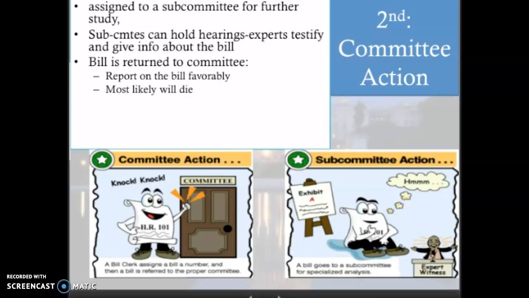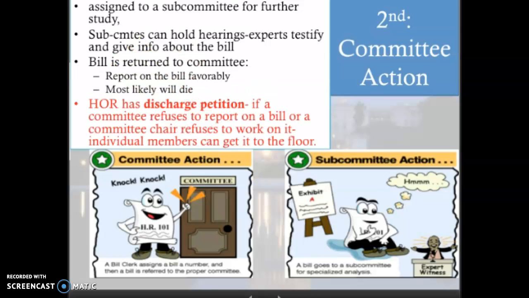Once the subcommittees are done, the bill returns to the committee, and the committee has two options. The committee chair can say, all right, we like the way this bill looks, we're going to report on the bill favorably, and it's going to move on. But most likely, this is where bills stall out or die.